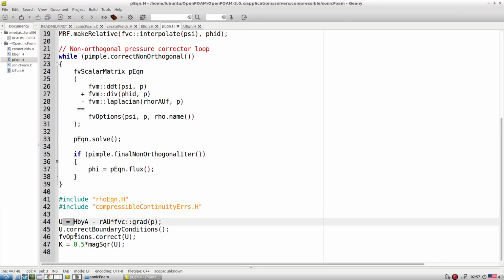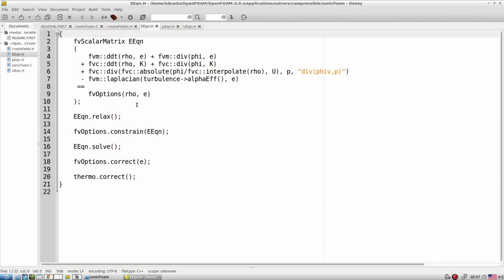Then we update the velocity, correct the boundary, and again try to quantify this kinetic energy. Then we go toward the energy equations. So these are the energy equations for the sonic form.